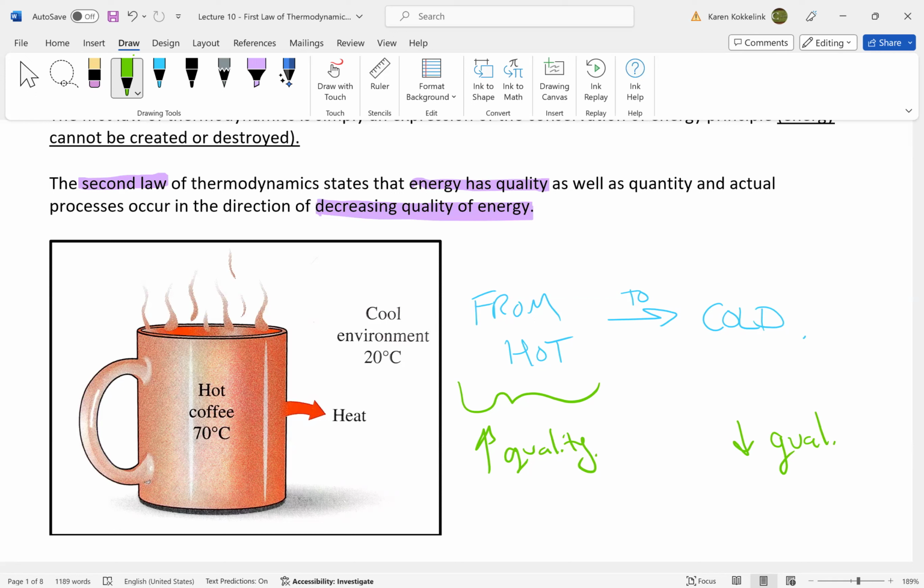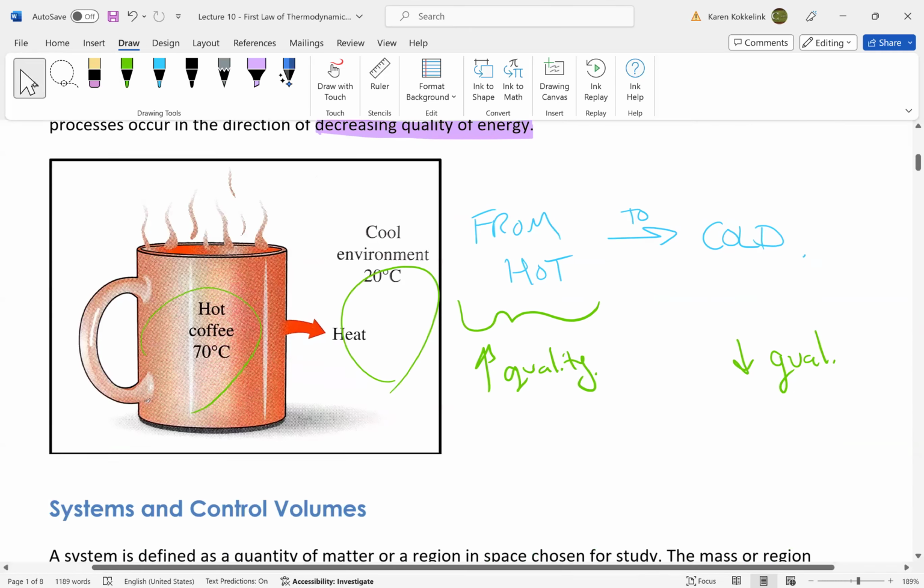And we've talked about this before, that this hot coffee sitting on your desk doesn't get cold. The environment gets hot from the coffee, as that energy is moving from high quality energy that's hot to low quality energy in that cool environment that is cold.